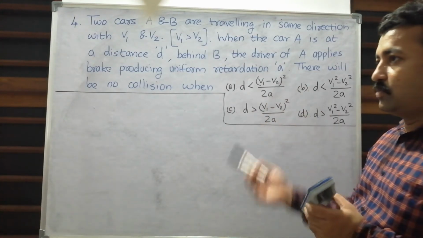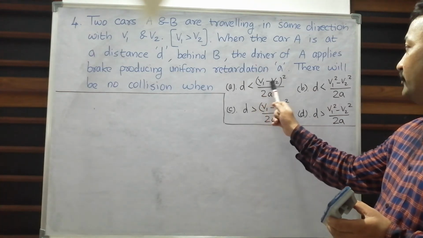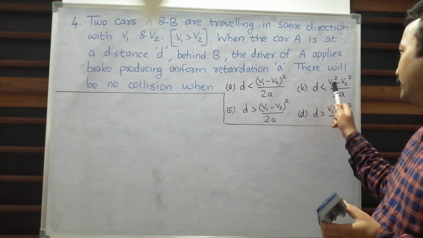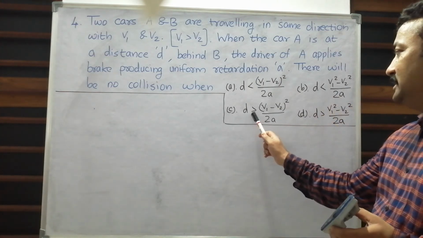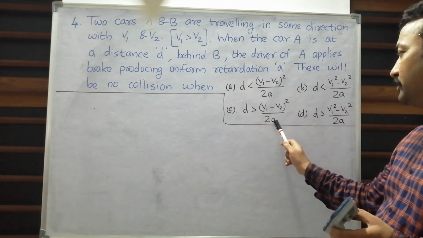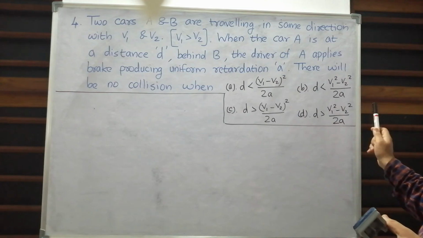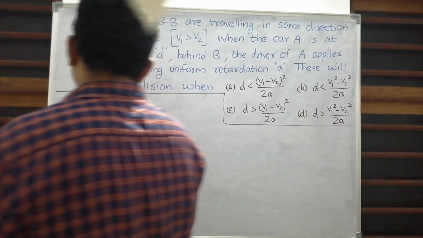You are trying to avoid the collision. Option A: D less than V1 minus V2 to the whole square divided by 2A. B: D less than V1 square minus V2 square divided by 2A. Option C: D greater than V1 minus V2 to the whole square divided by 2A. Option D: D greater than V1 square minus V2 square divided by 2A. The problem is to find the no collision possibility.